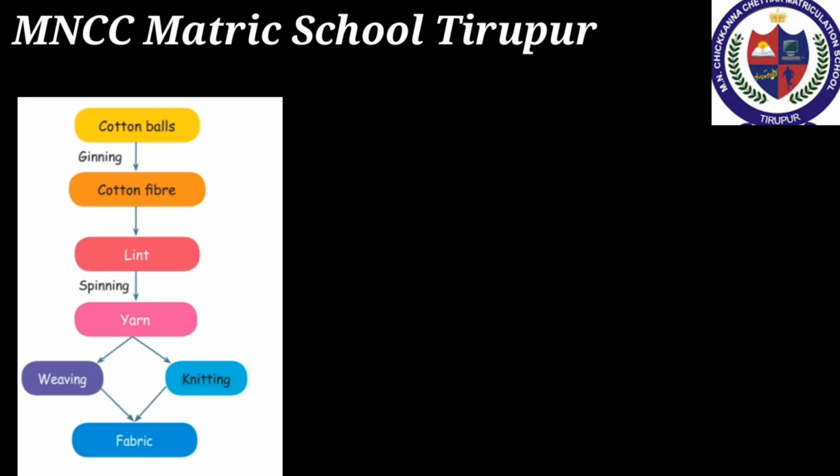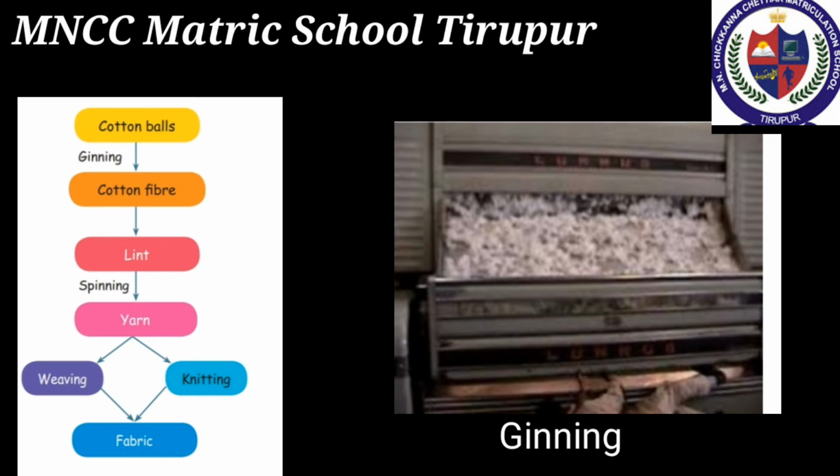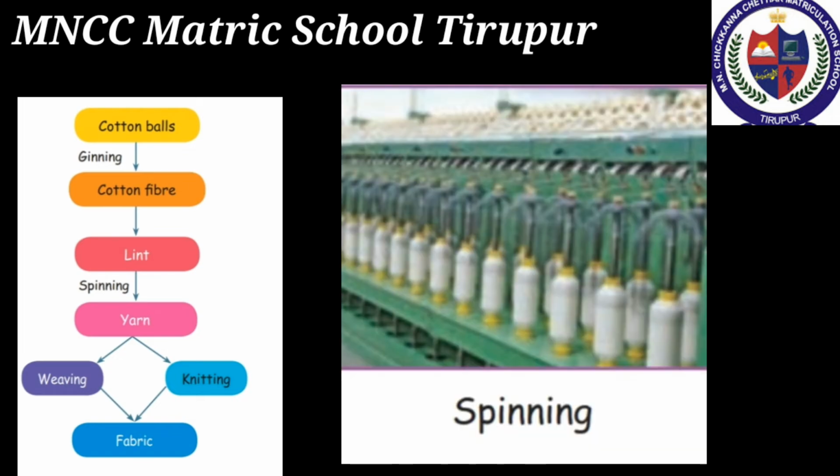Next one is ginning. The process of separating the raw fibers from the seeds and converting them into cotton fibers is known as ginning. The fibrous material left after separating cotton seeds is called lint. The lint is then tied and pressed into cotton balls. Next step is spinning. The process of making yarn from lint is called spinning. It is done on a large scale with the help of spinning machines.